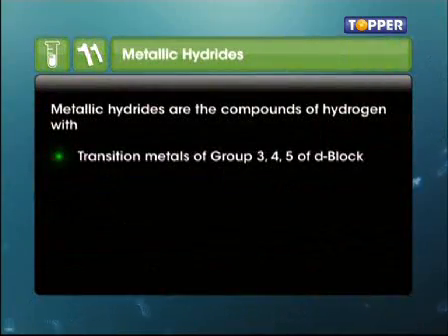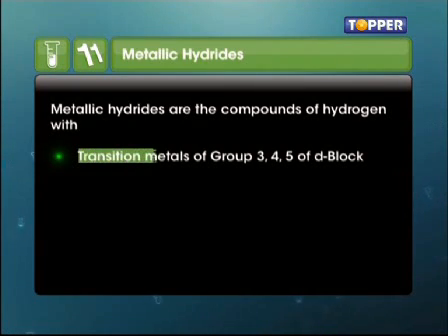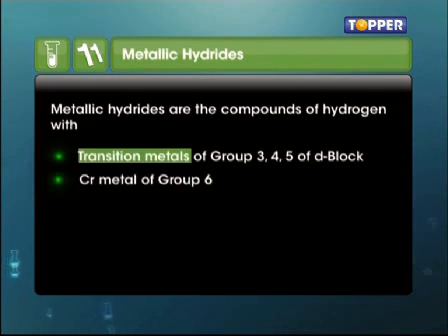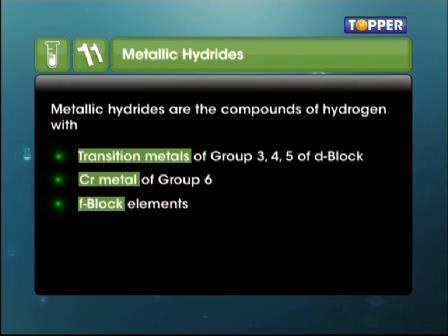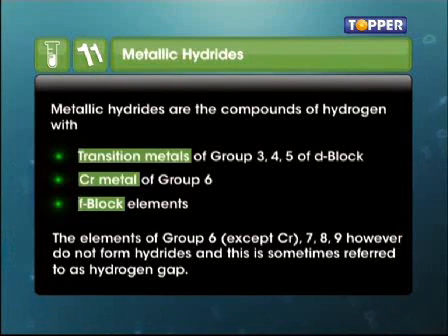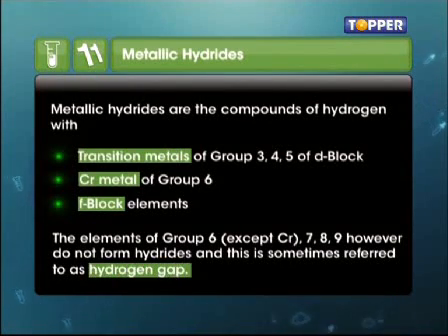And finally, let's discuss metallic hydrides. Metallic hydrides are compounds of hydrogen with many d and f block elements. Transition metals of group 3, 4, 5 of d block or chromium metal of group 6 and f block elements form metallic hydrides. The elements of group 6, 7, 8, 9, however, do not form hydrides, and this is sometimes referred to as hydrogen gap.